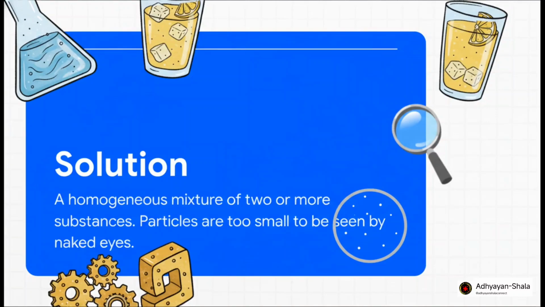A solution is a homogeneous mixture, meaning it's perfectly blended. The particles are so tiny you just can't see them. Salt water is a classic example. So is lemonade. And here's a fun one. Even some solids are solutions. Things like brass. That's actually a solution of one metal dissolved in another.